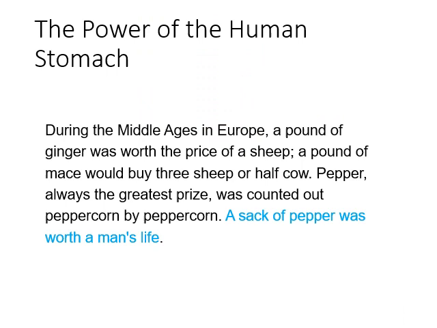So never underestimate the power of the human stomach. During the Middle Ages in Europe, a pound of ginger was worth the price of a sheep. A pound of mace would buy 3 sheep or a half cow. Pepper, always the greatest prize, was counted out peppercorn by peppercorn. A sack of pepper was worth a man's life.